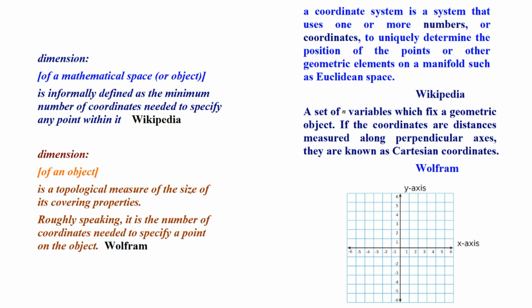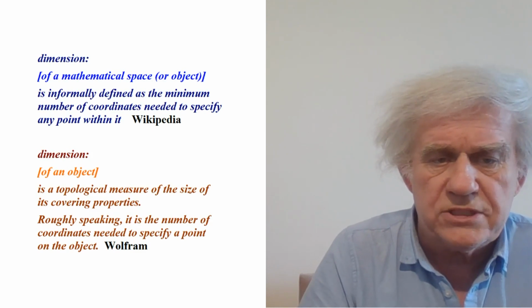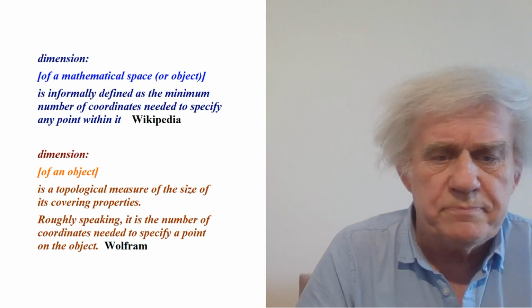And there you see Wolfram says a set of variables which fix a geometric object, if the coordinates are distances measured along perpendicular axes, right? And they're talking about distance traveled, meaning what? Number lines. They are known as Cartesian number lines, but they call them coordinates. Dimensions equal number lines? Yeah, essentially, not really. I'm going to clarify that right now. And so what is a coordinate? What is a dimension? Number of numbers. That's all needed to specify a point in Euclidean space. That's more or less what it is. On a grid, or whatever.